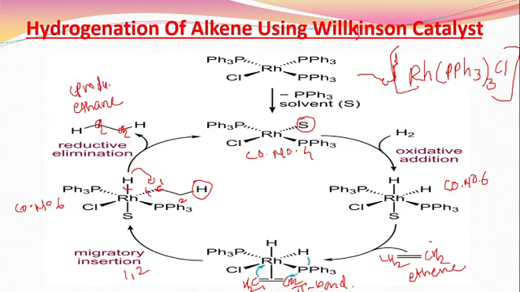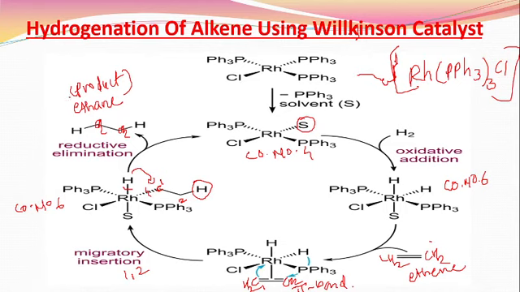By removal of this product, we get the original catalyst. By removing this, what we get over here? This is RhPPh3Cl and the solvent. We get our original catalyst, and this cycle continues and continues. Okay. This is our product, and this is the simple hydrogenation of alkene by using the Wilkinson catalyst.